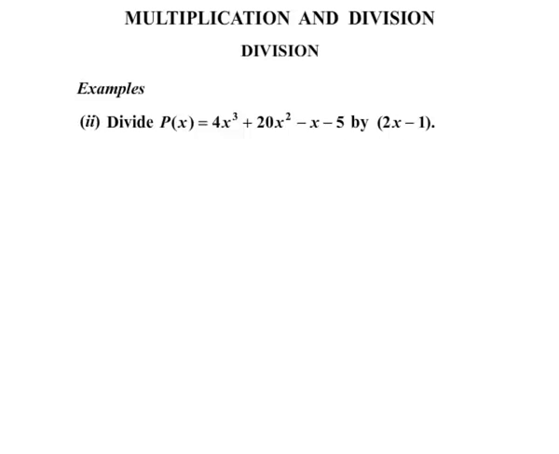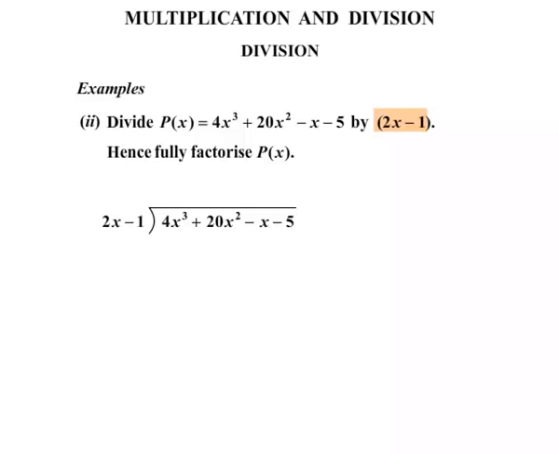Moving on now to the next one. We need to divide p of x equals 4x cubed plus 20x squared minus x minus 5 by 2x minus 1. Again, we're going to fully factorize this polynomial after we've done that initial step. Okay, let's write that down to start with. Dividing through by 2x minus 1. HMS: bring down. How many? Multiply, subtract, and bring down.